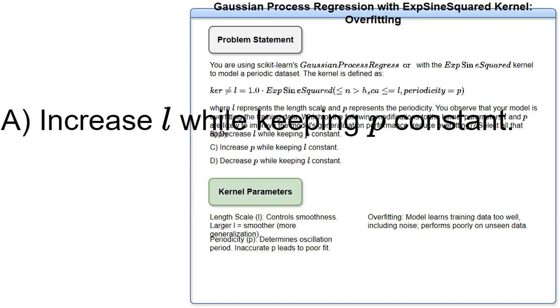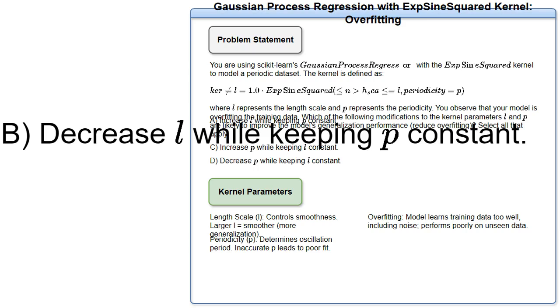I can increase the length scale, L, while keeping periodicity, P, the same. This increases the smoothness of the function and reduces overfitting. I can decrease the length scale, L, which makes the model more complex and will worsen the overfitting.